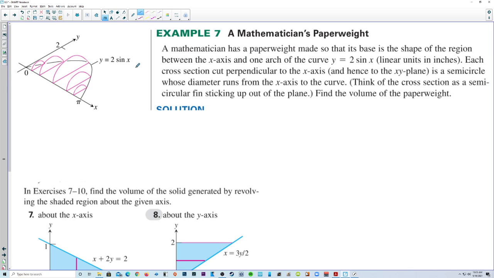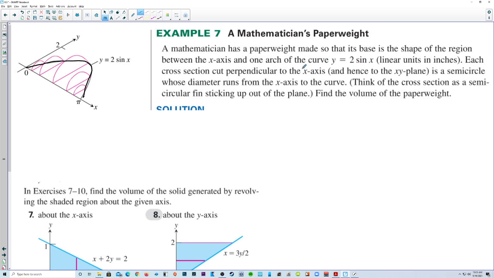Now, this is not a volume of rotation. This is just known cross-sections. A mathematician has a paperweight made so its base is the shape of the region between the x-axis and one arch of the curve y equals 2 sine x. So here's y equals 2 sine x.